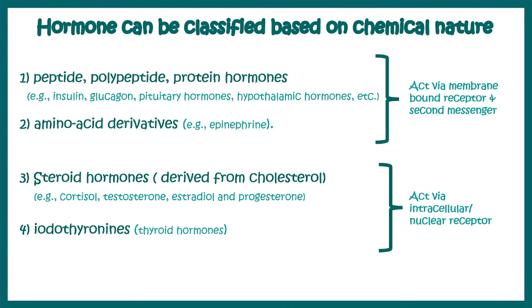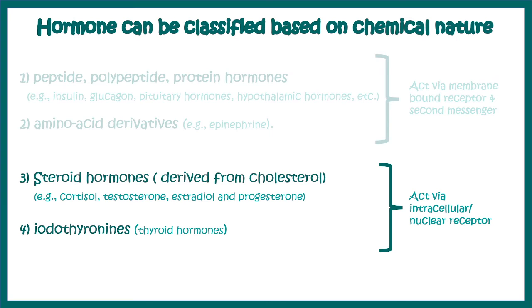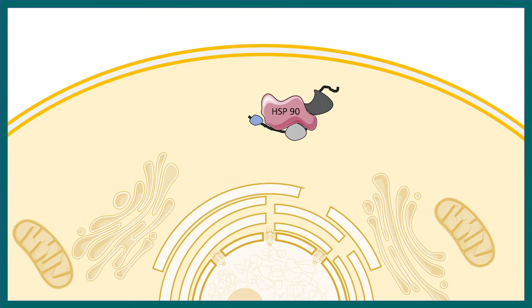Now let's talk about the other type of hormones, which are steroid or thyroid hormone category. So all of these hormones work via intracellular receptors. So let's talk about a steroid hormone. Let's say we are talking about estrogen. So the estrogen would bind to the estrogen receptor, which is present in the cytoplasm.